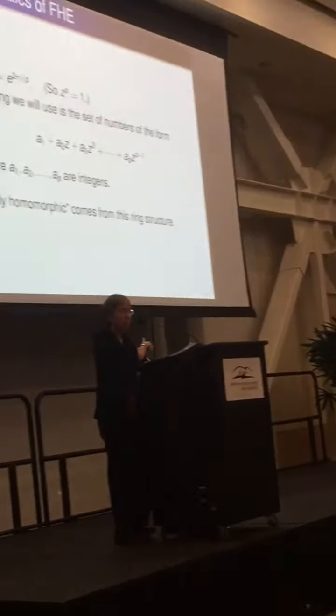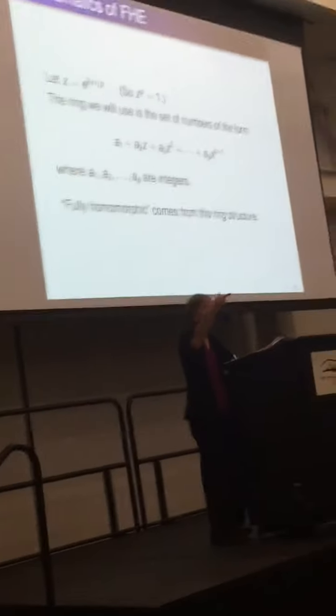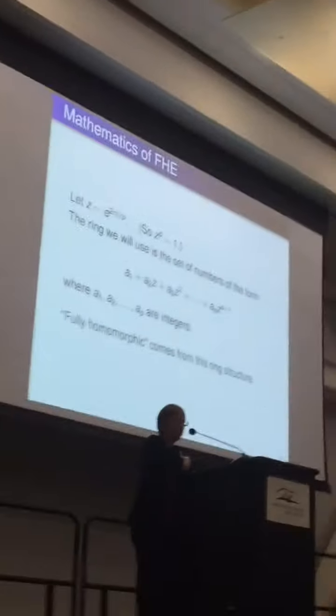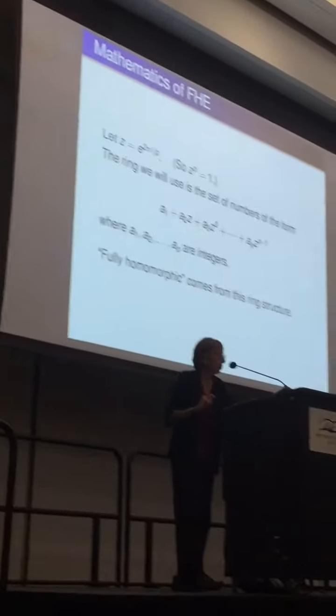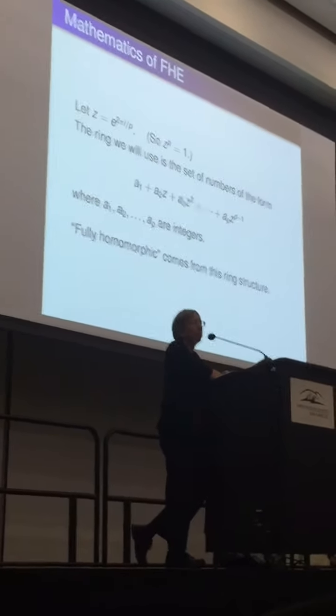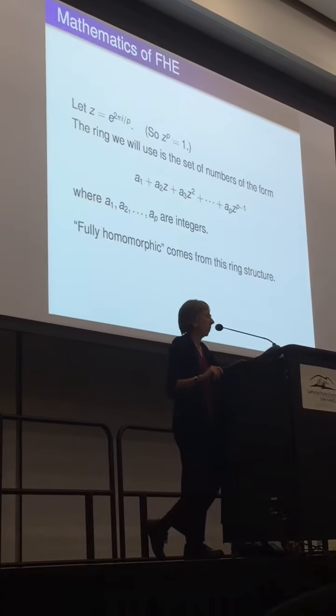But I claim that if you multiply two of them together, it's still in that form, because once you get to z to the p or higher, z to the p, remember, is 1, z to the p plus 1 is z, and so on. So I claim you still get something of this form. This is still a ring. This is what we're going to use for fully homomorphic encryption. So the fully homomorphic part comes from the fact that this is a ring. It's closed under addition and multiplication.